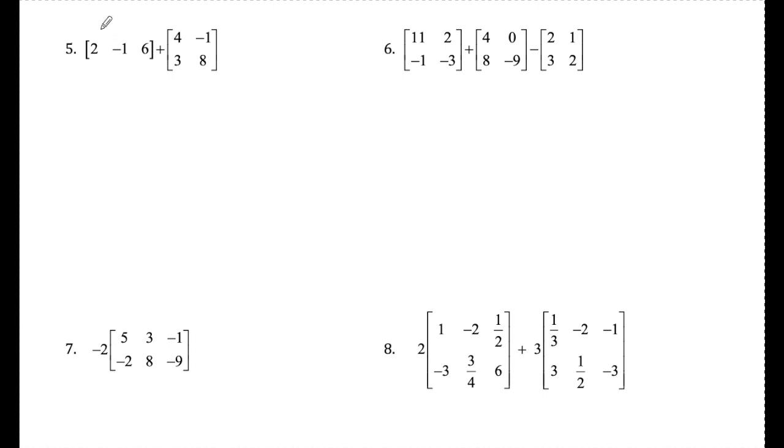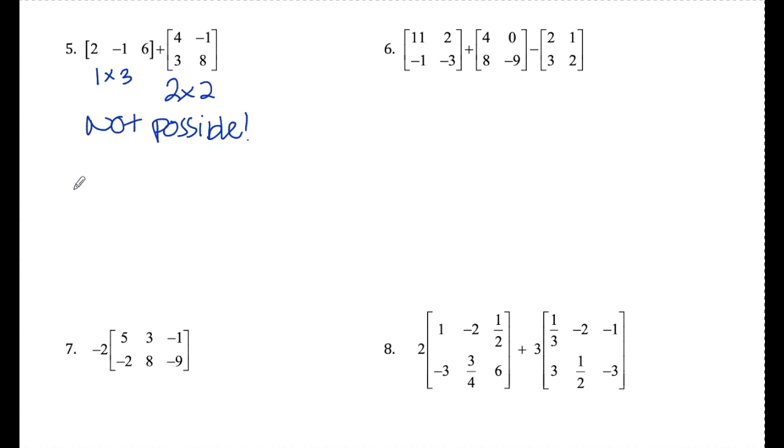Number 5, I'm adding this matrix with the matrix on the right. First thing I need to check is that the dimensions are equal to one another. It's very obvious that these 2 matrices do not have the same dimensions. This matrix has 1 row and 3 columns, so this is a 1 by 3 matrix. This matrix has 2 rows and 2 columns. It's a 2 by 2 matrix. So I cannot add these 2 matrices together since they do not have the same dimensions.